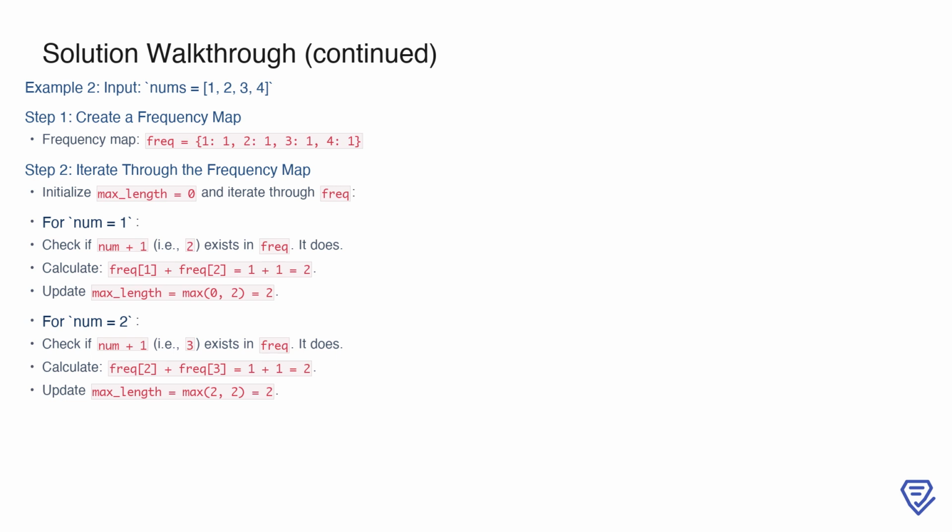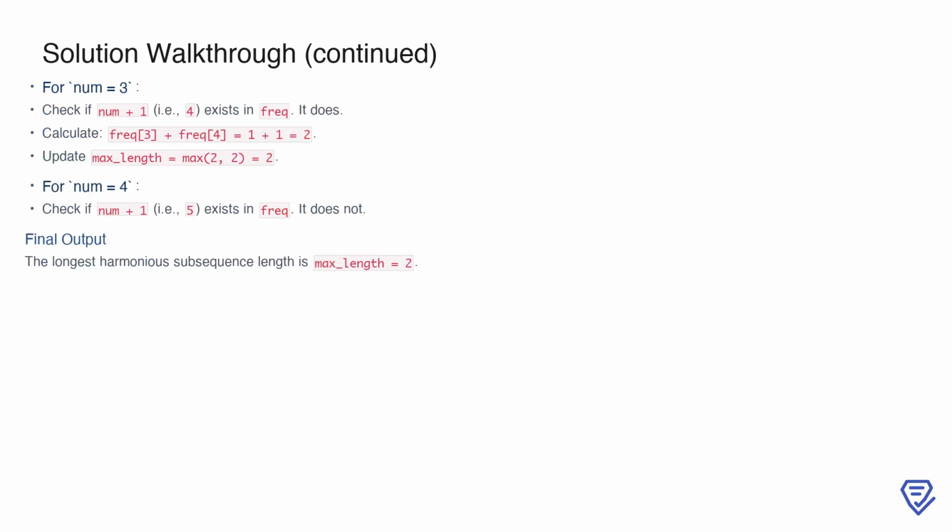Next, for number = 2, we check if number + 1, which is 3, exists in the map. It does, so we calculate the length as frequency[2] + frequency[3] = 1 + 1 = 2, but max_length remains 2 because the new length is not greater than the current value. We continue iterating through the frequency map. For number = 3, we check if number + 1, which is 4, exists in frequency. It does, so we calculate the length of this harmonious subsequence as frequency[3] + frequency[4] = 1 + 1 = 2. The value of max_length stays at 2 as the calculated length matches the current maximum.